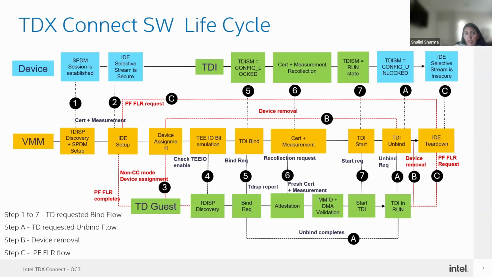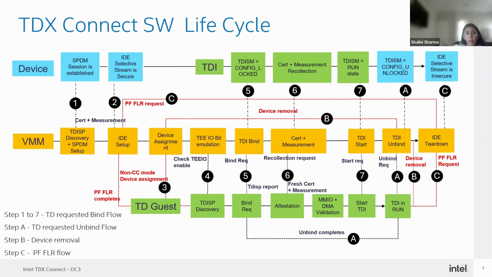This specific life cycle describes a flow where the TD initiates the bind process. We think that this flow is more relevant in the use cases that are involved. For instance, one of the use cases is the direct device assignment, where the device is directly assigned to the guest. And in this case, the guest driver may want to configure the device, update its firmware, and then want to transition the device into a config locked and subsequently to the run state. So in that case, this kind of flow is more suitable.